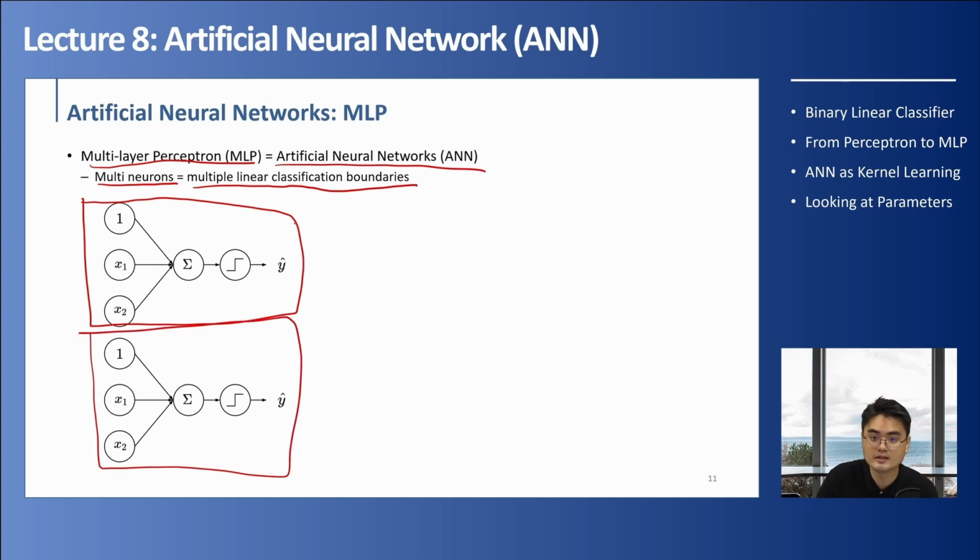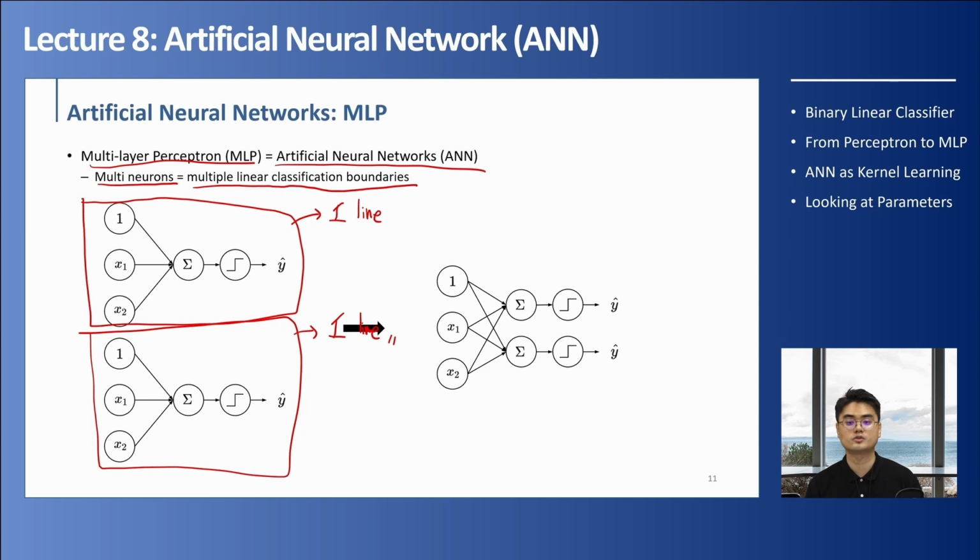So we can think that this first perceptron model will create one classification boundary. I'll call this one line. And what if we add one more perceptron model? This will also create one line for classification. And if we merge these two models into one, we're going to get this kind of model.